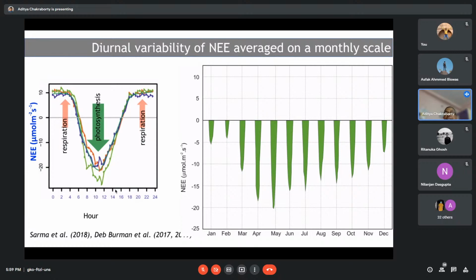In the right panel, what we see is the diurnal scale variability, but it has been averaged on a monthly time scale. We have some 3 to 3.5 years of data, and we have averaged this data on a monthly time scale. It gives you a very good indication of which month shows the maximum carbon sequestration. For example, we see in May it goes to about -20. So it has the maximum carbon sequestration capacity, but January and February have the minimum capacity.